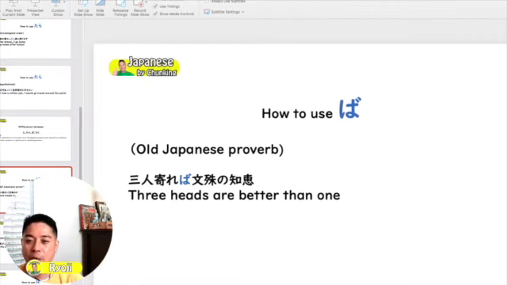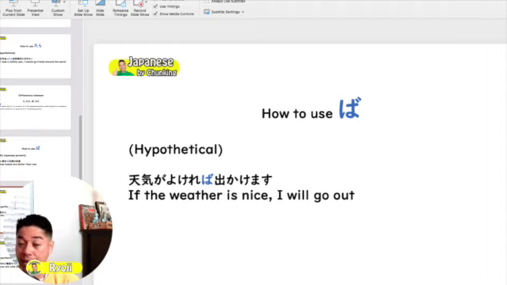Okay, so I don't exactly know what 文殊 means, so let me take a look at Google. Okay, so 文殊 is one of the saints that is besides the Buddha, and he is the one that holds a lot of knowledge, and he rides a lion, according to this. So 三人よれば文殊の知恵. English, it's three heads are better than one. So, when there are three people, you can come up with a better solution. Okay, so next example is hypothetical.